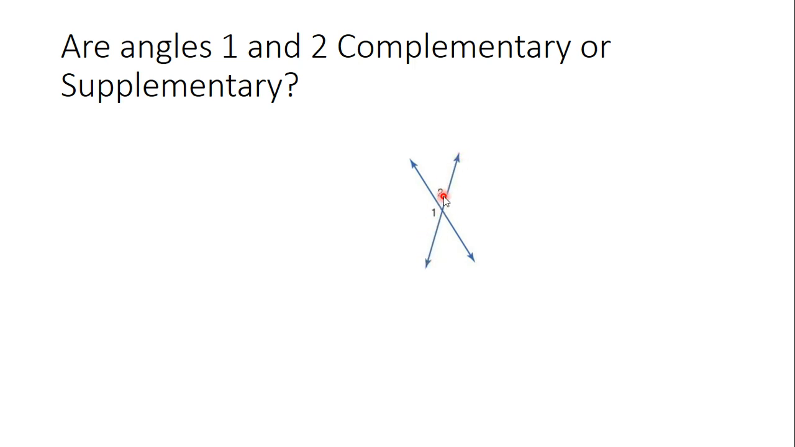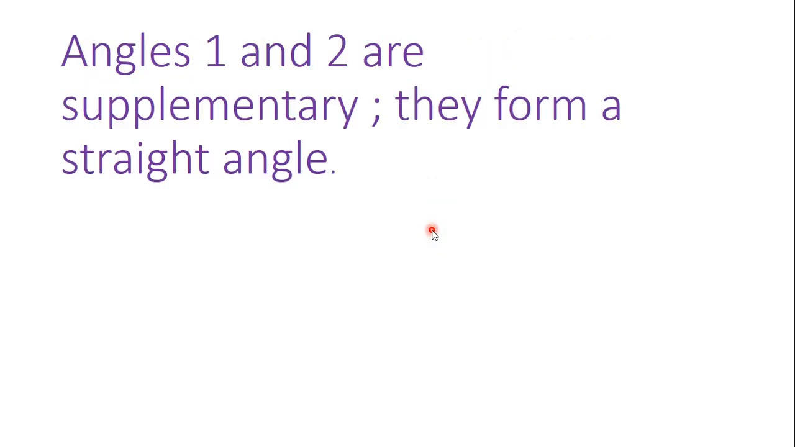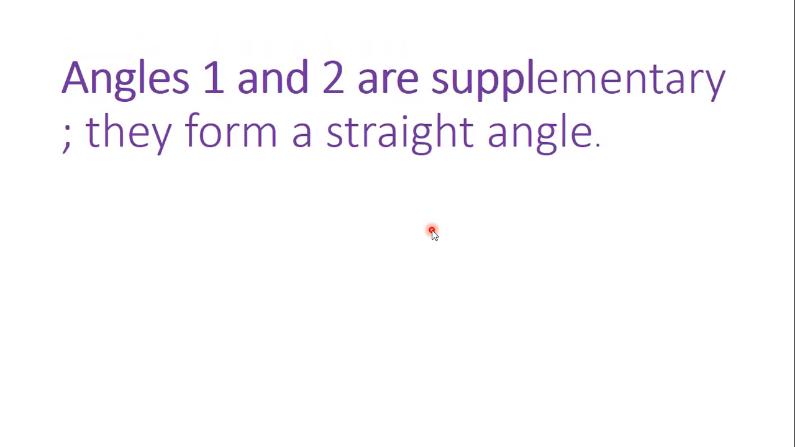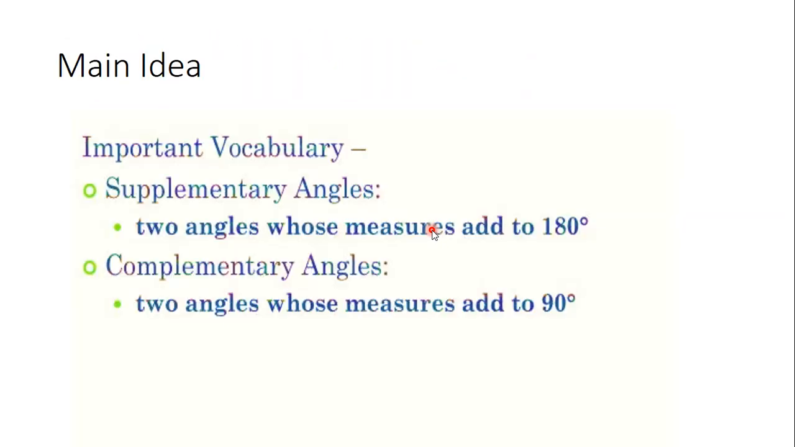So let's keep in our mind, supplementary angles are two angles whose measures add to 180 degrees. Complementary angles are two angles whose measures add to 90 degrees.